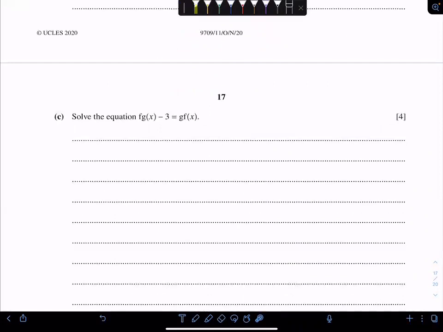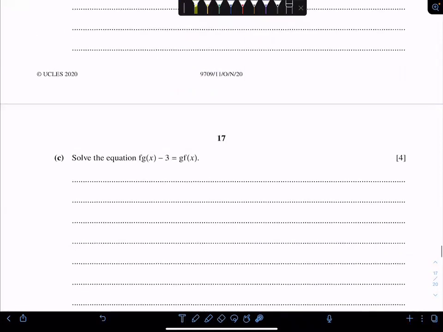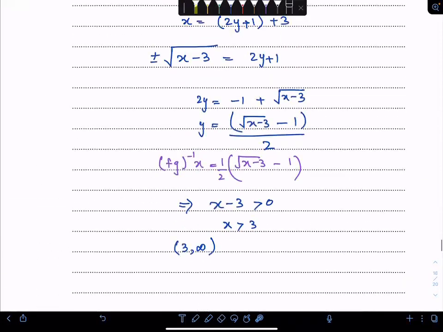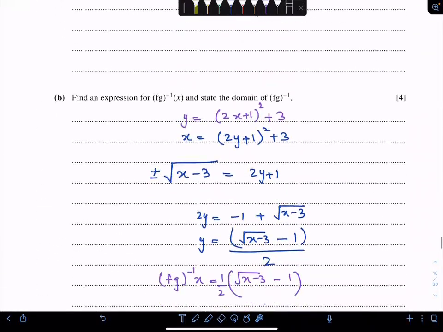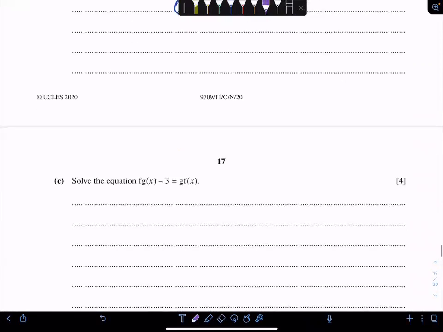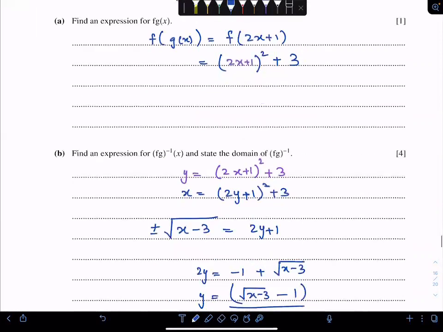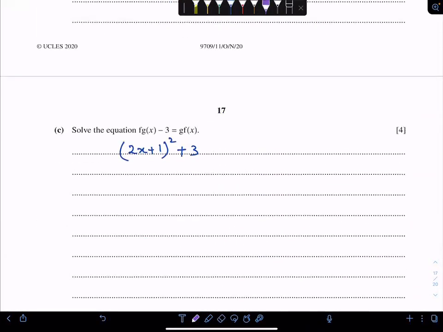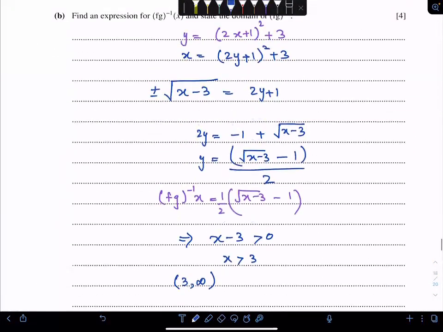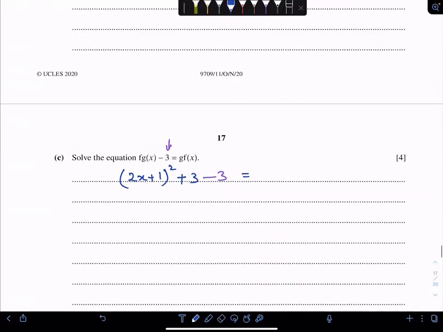Then he said solve the equation fg of x minus 3. So f into g of x we have already found: f of 2x plus 1 squared, which is (2x plus 1) square plus 3. And this negative 3 is coming here. We will put it equal to negative 3 is equal to g into f of x. Now we have to find g into f of x. First find g into f of x, x square plus 3.